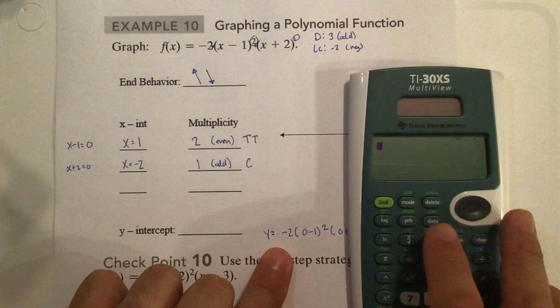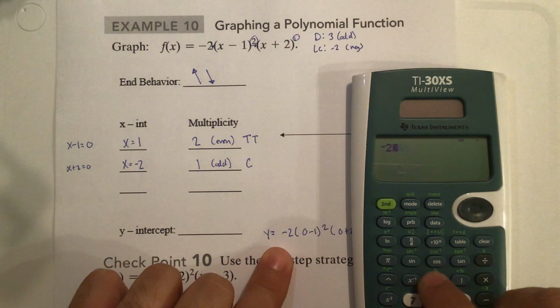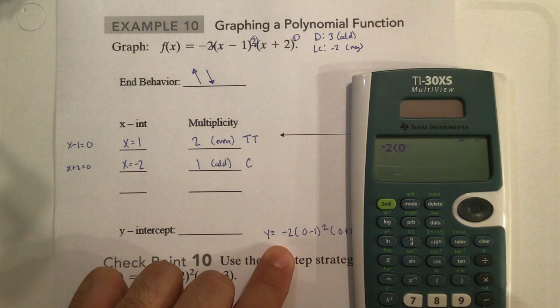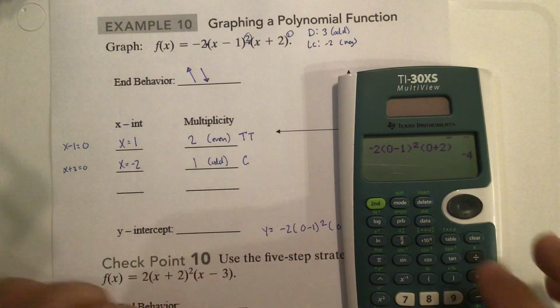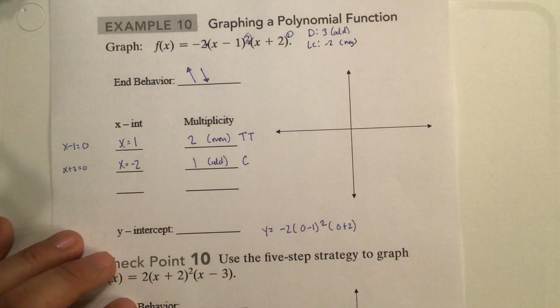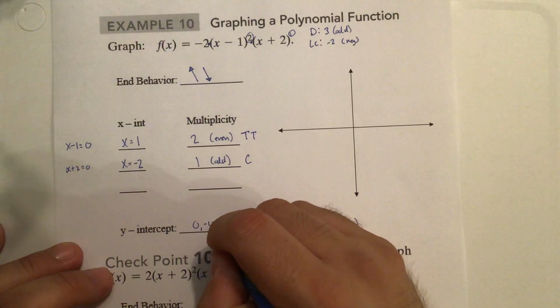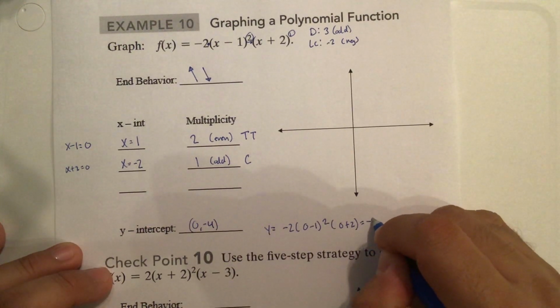So we have -2(0 - 1)² times (0 + 2), and we see we get -4. So for right here, we know it's (0, -4).